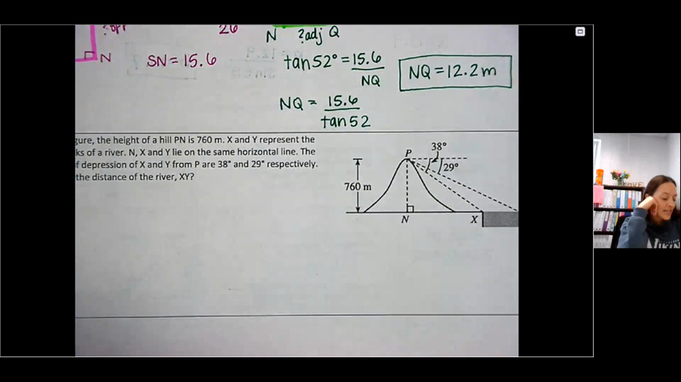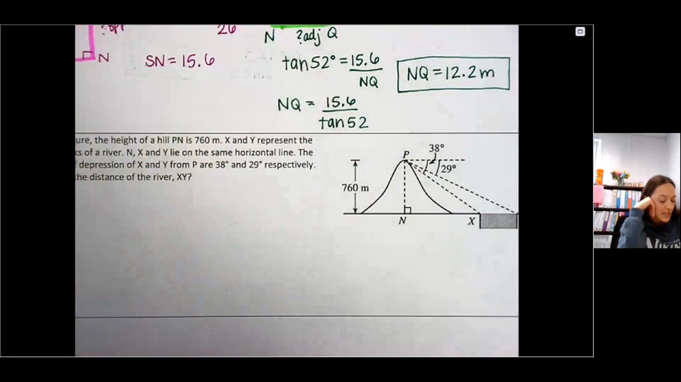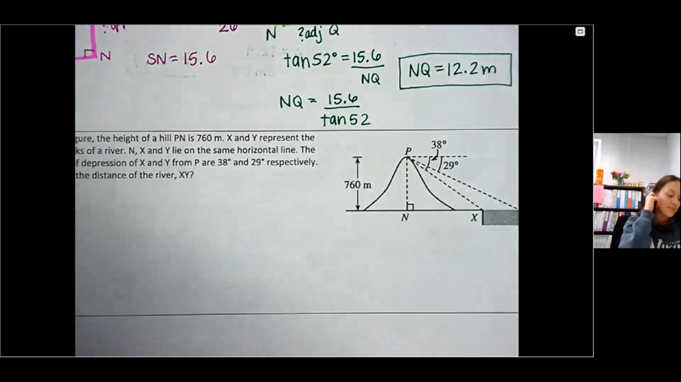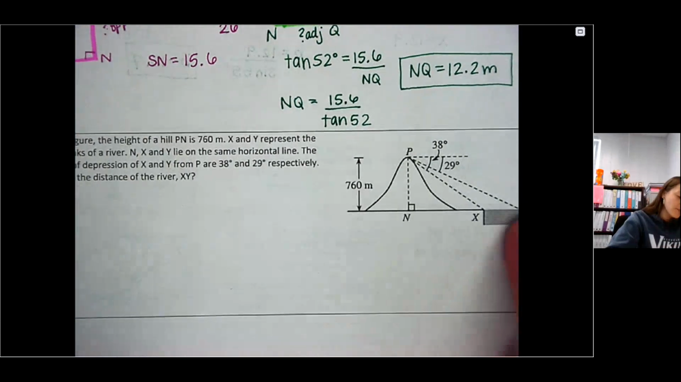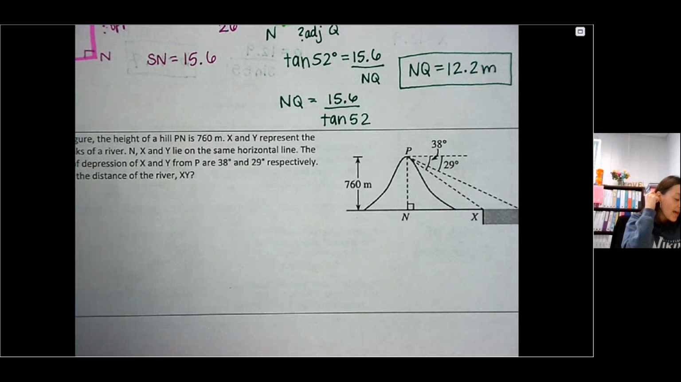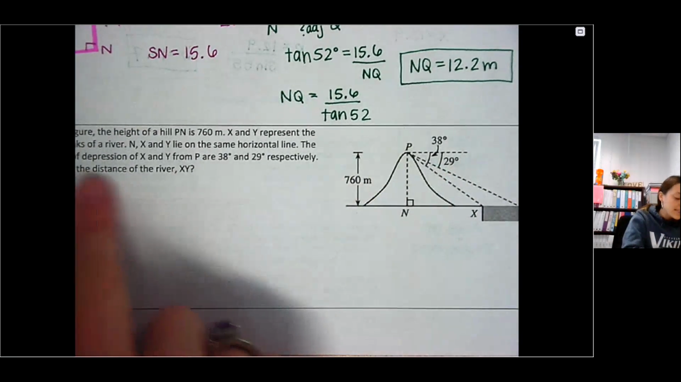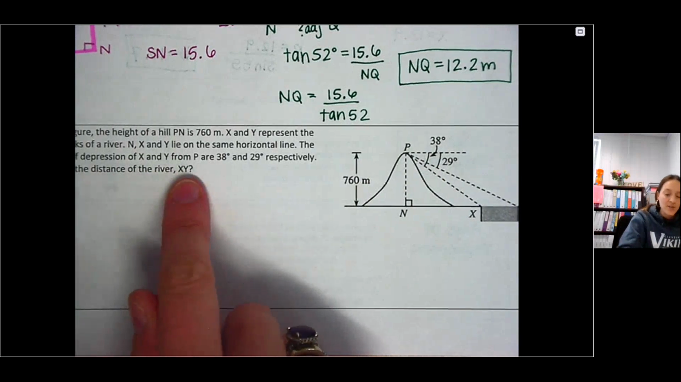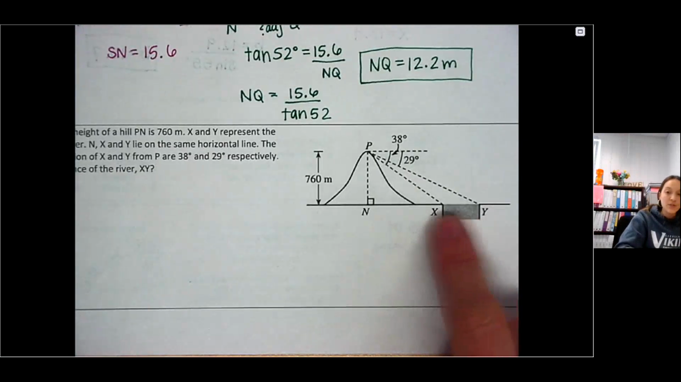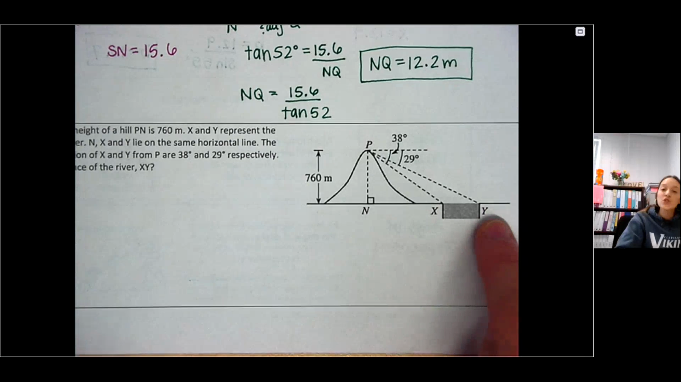In the figure, the height of a hill, PN right here, is 760 meters. X and Y represent two banks of a river. N, X, and Y are all on the same horizontal line. The angles of depression of X and Y are 38 and 29 degrees respectively. So there's my angles of depression right over here. They're looking down. What is the distance of the river XY? So I want to know what the distance is between these two.